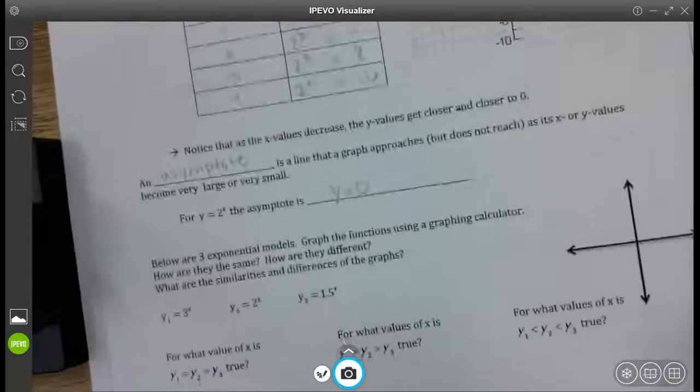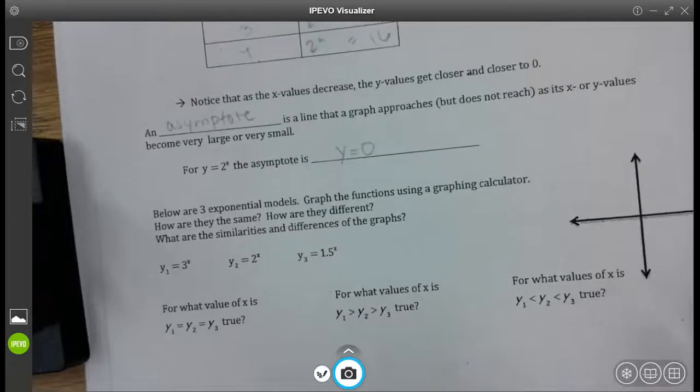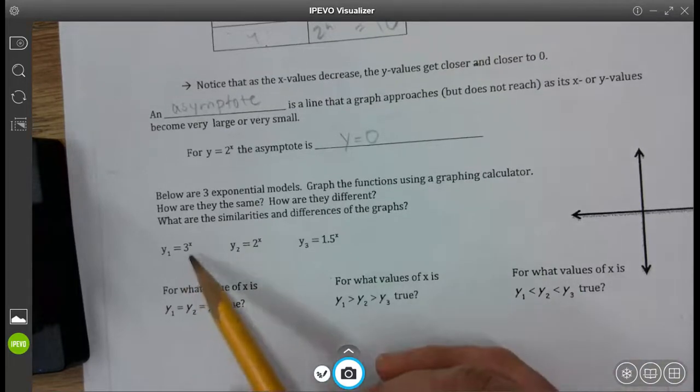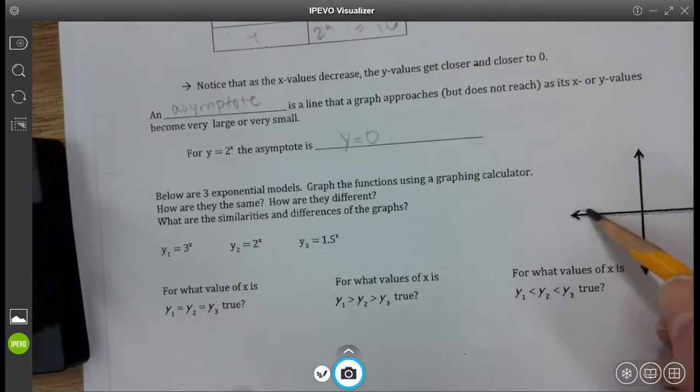It says below are 3 exponential models. Graph the functions using a graphing calculator. How are they the same? How are they different? So if you graph each one, it's going to kind of look like this. One's kind of here, and that's 1.5 to the x. But then you notice it gets a little steeper.